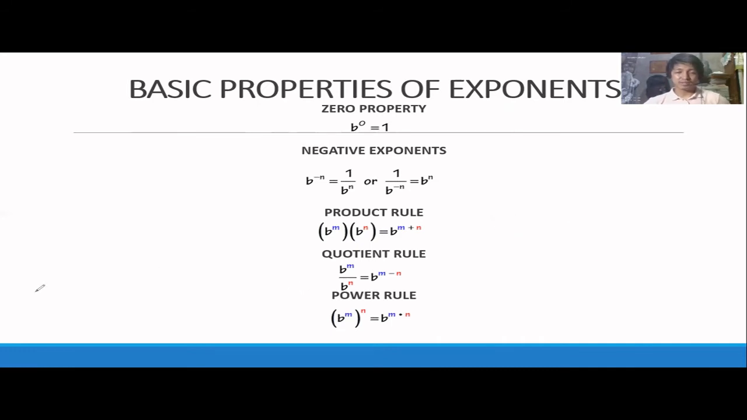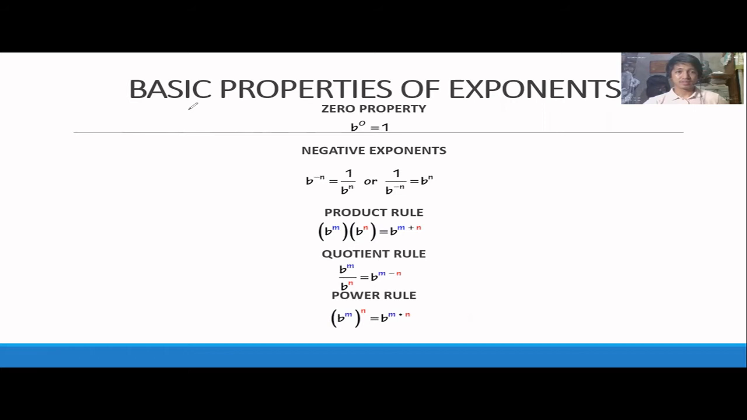Okay. Then next, we have the quotient rule. So b raised to m divided by b raised to n is equal to b raised to m minus n. So again, if they have the same base, what we are going to do with the exponent is we are just going to subtract it. And then the power rule: any exponential expression raised by another exponent. What we are going to do with the exponents is multiply them. So let's say, for example, I have 2 raised to 2 raised to 3. So I can do 2 raised to 2 times 3, which is 6. And then I'm just going to evaluate 2 raised to 6. Then that will be the final answer.